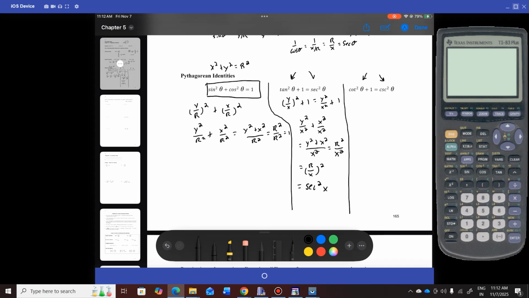And then the last one, done very similarly. Cotangent is x squared over y squared plus 1. Get a common denominator, x squared over y squared plus y squared over y squared, which is going to be x squared plus y squared over y squared, which is r squared over y squared, which is r over y squared, which is cosecant squared. Oh, these should be thetas. That part at the end.